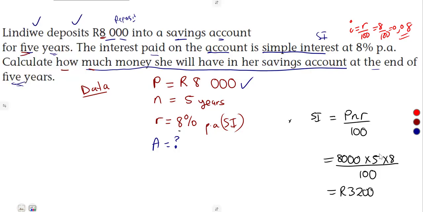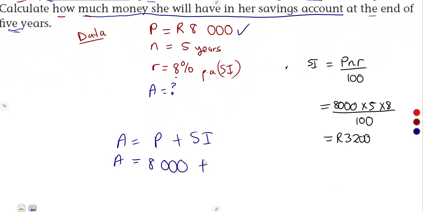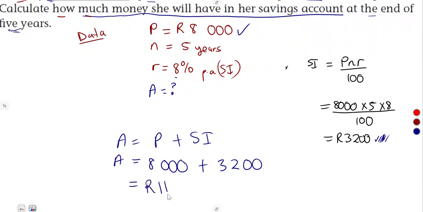3,200 rand to be added as an interest. So therefore, the accumulated amount, being principal plus simple interest, is going to be the principal of 8,000, the money that was invested. After a period of 5 years, this is the increase of 3,200, our simple interest. So we're going to add 8,000 to 3,200, which gives us 11,200. So this is our accumulated amount at the end of the day.